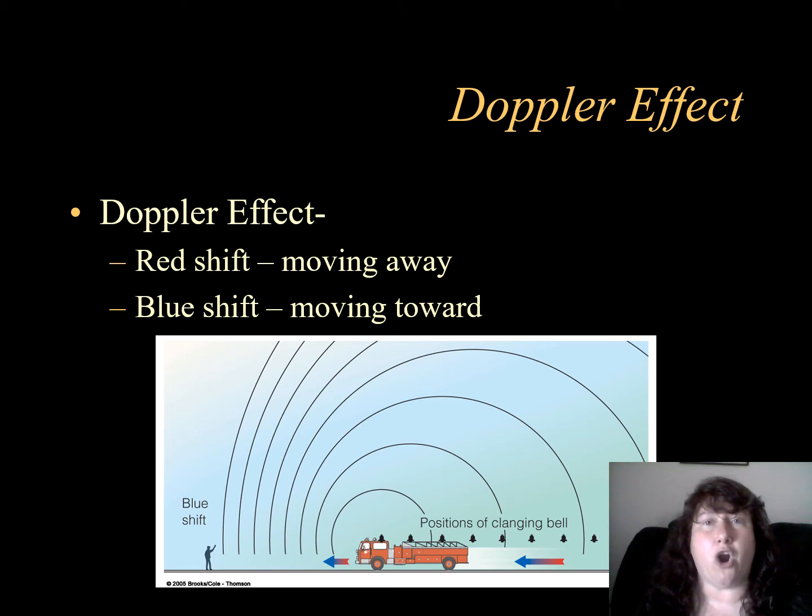When you hear the car come towards you, that's increasing the pitch, which is increasing the frequency. As it moves away from you, notice how it goes from a high pitch down lower. So that's the Doppler effect. As it moves towards us, the pitch gets higher, the frequency goes higher. As it moves away from us, the frequency gets lower.